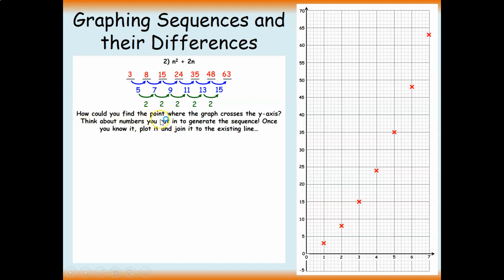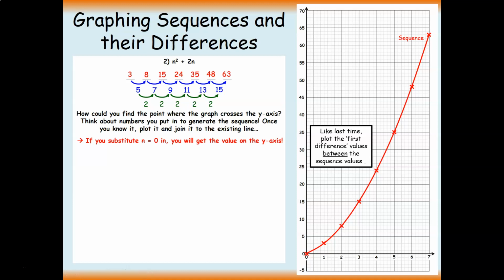How could you find the point where the graph crosses the y-axis? Think about numbers you put in to generate the sequence. Once you know it, plot it and join it to the existing line. So if it is 0, 0 squared plus 2 times 0 will give you 0. Connecting the points, there you have the graph of quadratic sequence n squared plus 2n.